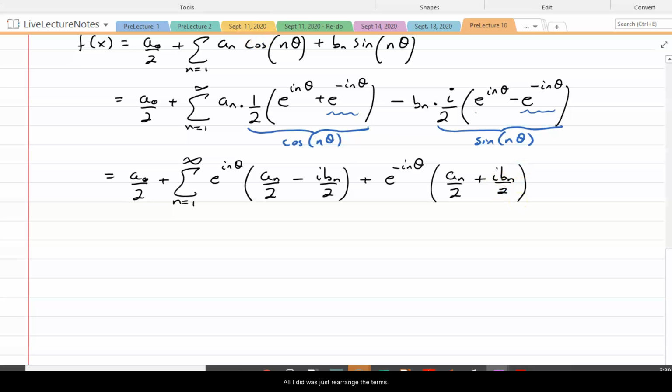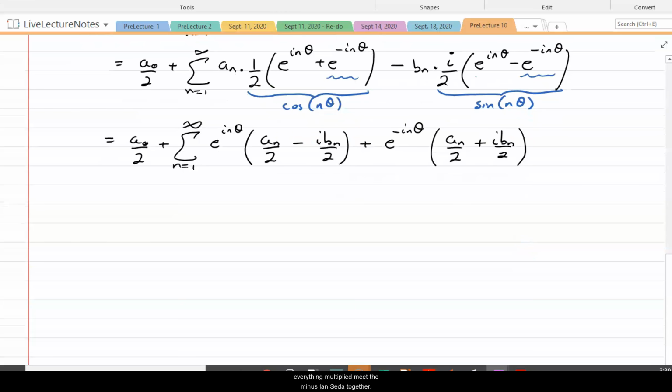So all I did is just rearrange the terms. I put everything multiplying e to the i n theta together and everything multiplying e to the minus i n theta together. Now this is a sum. Like this sum is applicable to both of those terms. So I want to make it explicit, and I'm going to break this into two sums.